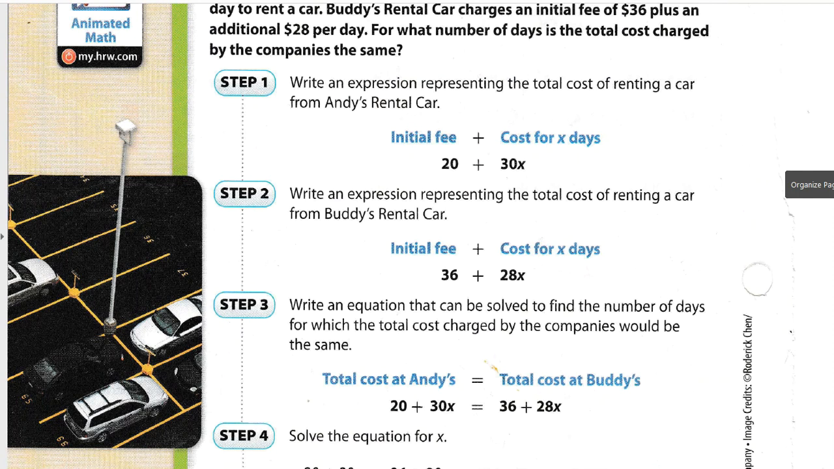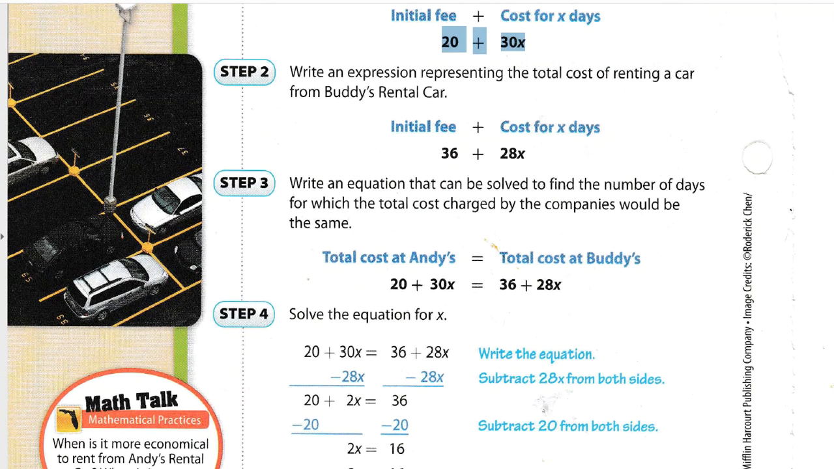I would have said, the question is, how many days is the total charge the same? So I just set this up. Buddy's cost equals Andy's cost. And then replaced the cost for Andy's rental car with the initial fee plus the cost per day, so 20 plus 30x. And I would have replaced Buddy's with the initial fee plus the cost for x days, or 36 plus 28x. We end up with this over here.